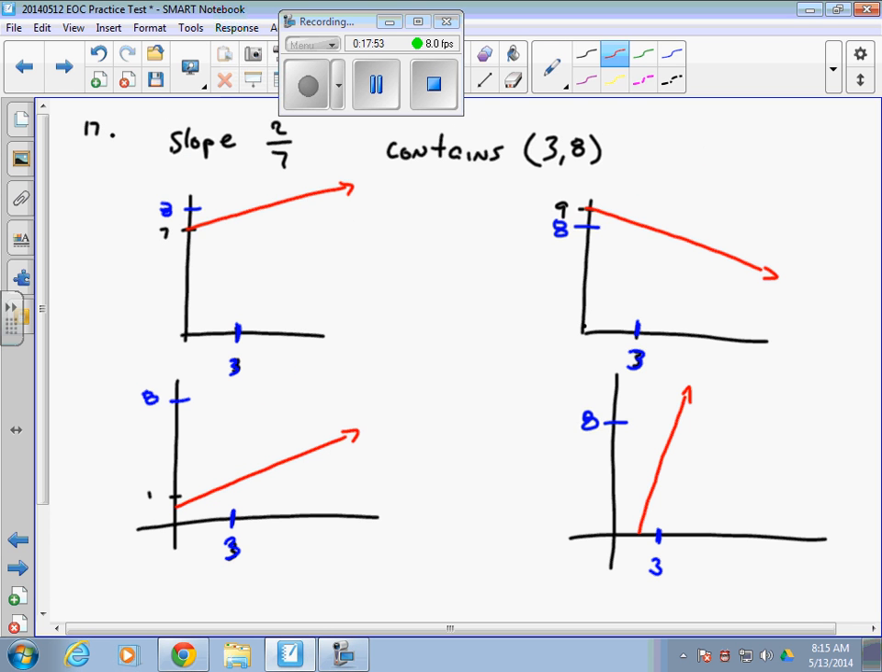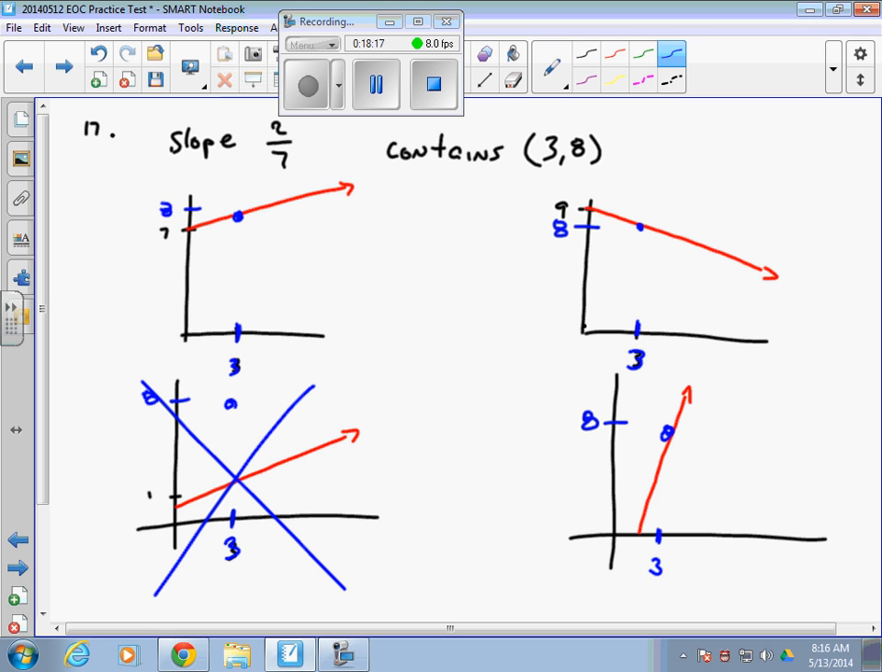And on the next page it says the slope is 2 over 7, and it contains 0.38. Which one of these pictures is going to work? Well, let's look and see. This is 0.38, so it looks like it kind of crosses it right there. Same thing here, 38, 38. This one's definitely not it. It doesn't go through that one. And then 38, it looks like it could possibly cross that one too.